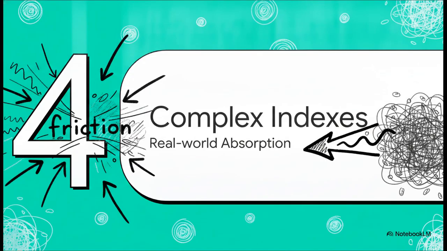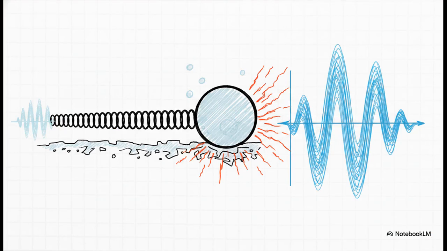Let's take our mathematical formula a step further in Section 4, Complex Indexes and Absorption. Let's see how adding some real-world friction builds our understanding even more. Real atom springs don't just bounce perfectly forever, right? They have a damping force, a friction. To account for this, Feynman introduces a complex number into the index of refraction, represented by i. The index n now has a real part and an imaginary part.